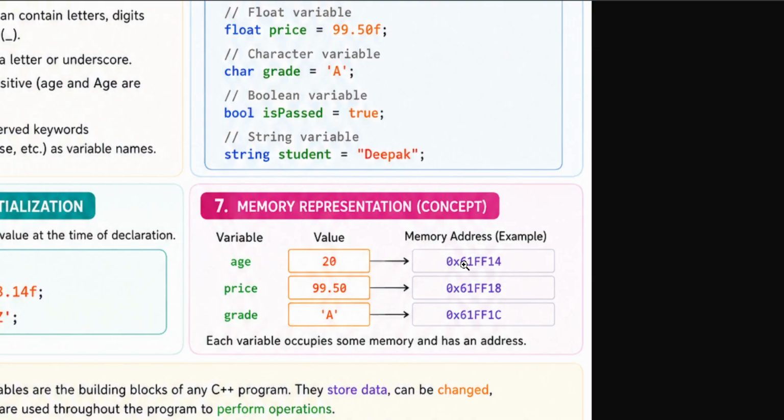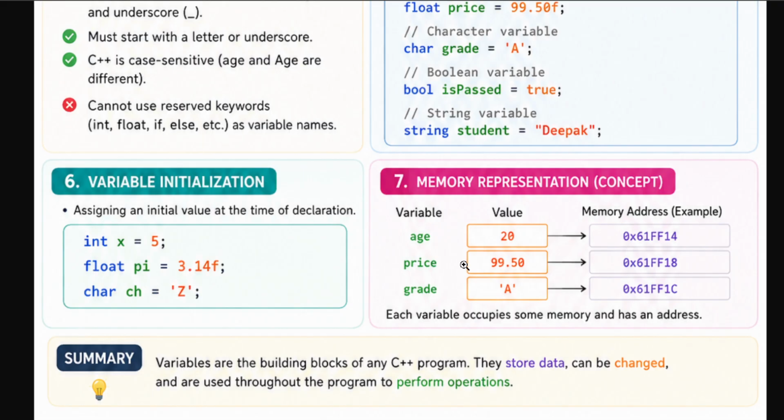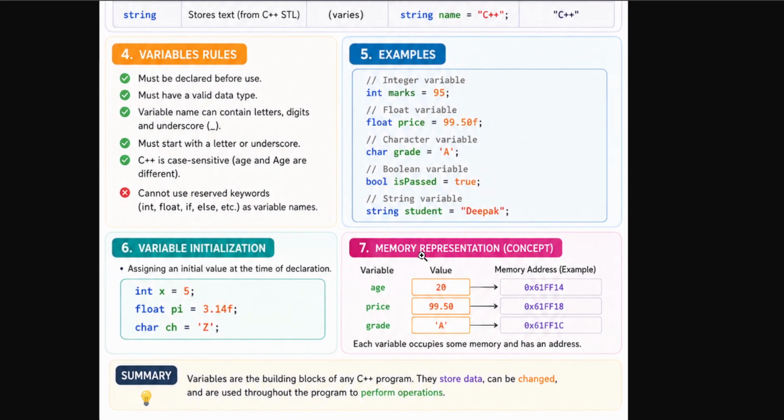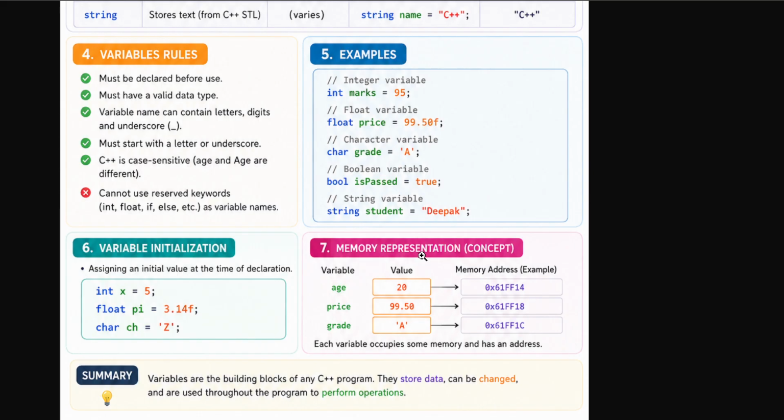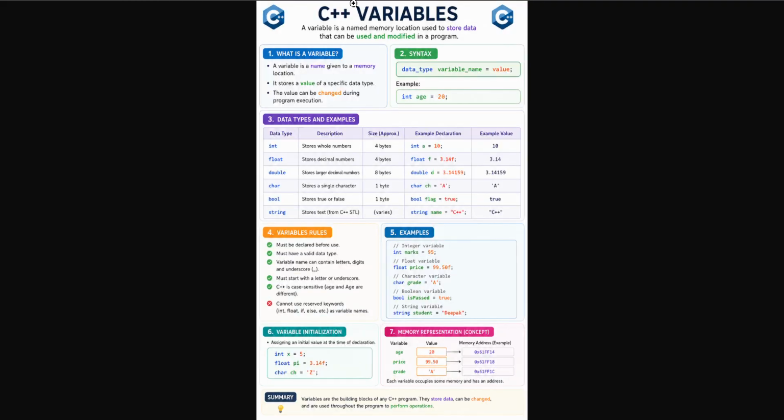In conclusion, variables are the building blocks of a C++ program because they allow us to store and manage data. We can create variables, assign values to them, change their values and use them in calculations and other operations. Without variables, it would be very difficult to store information and make programs dynamic. Therefore, understanding variables is an important first step in learning C++ programming.